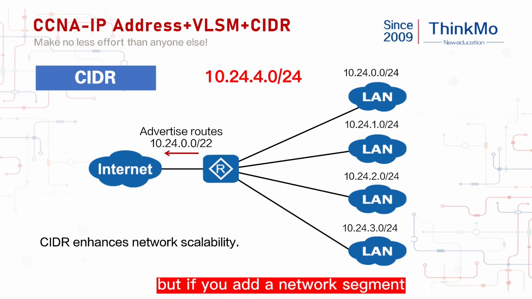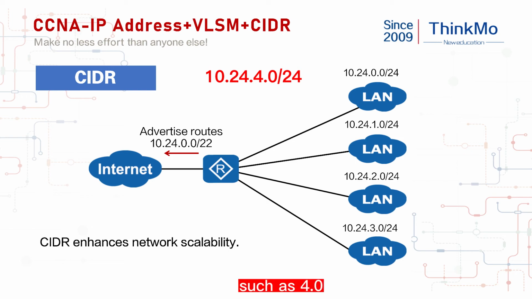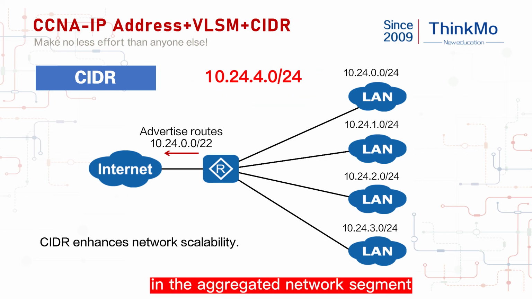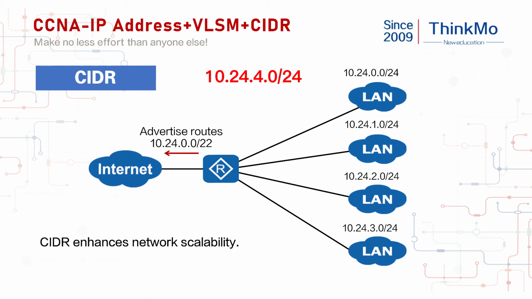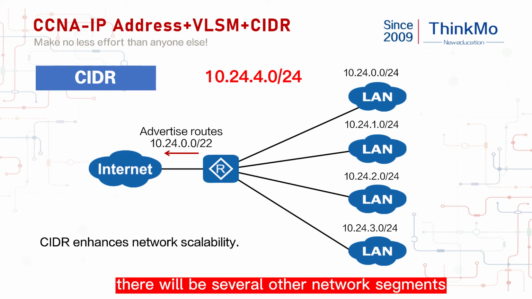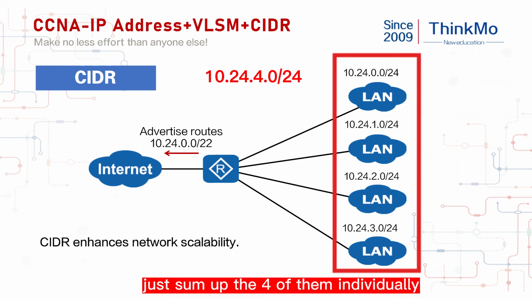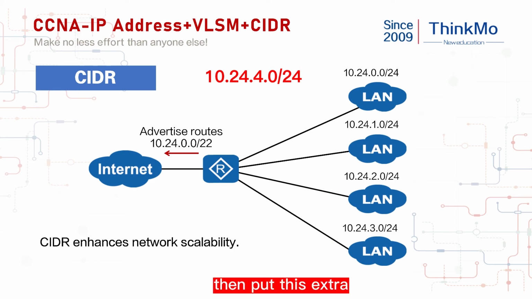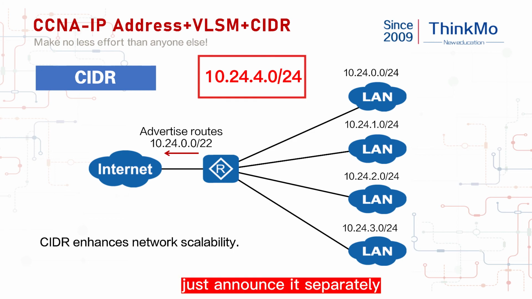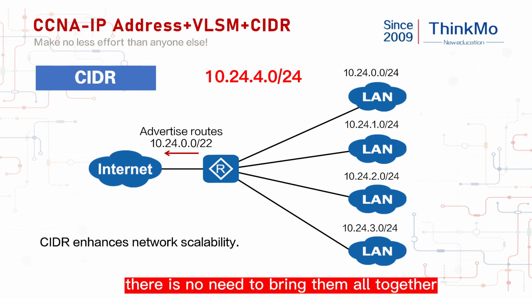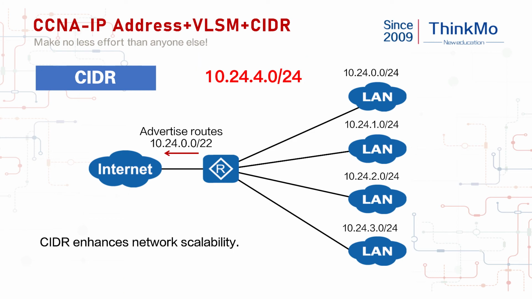But if you add a network segment, such as 4.0, and aggregate them together, in the aggregated network segment there will be several other network segments, just a few more small network segments. What if this happens? If this is the case, just sum up the 4 of them individually, then put this extra one and announce it separately. There is no need to bring them all together.